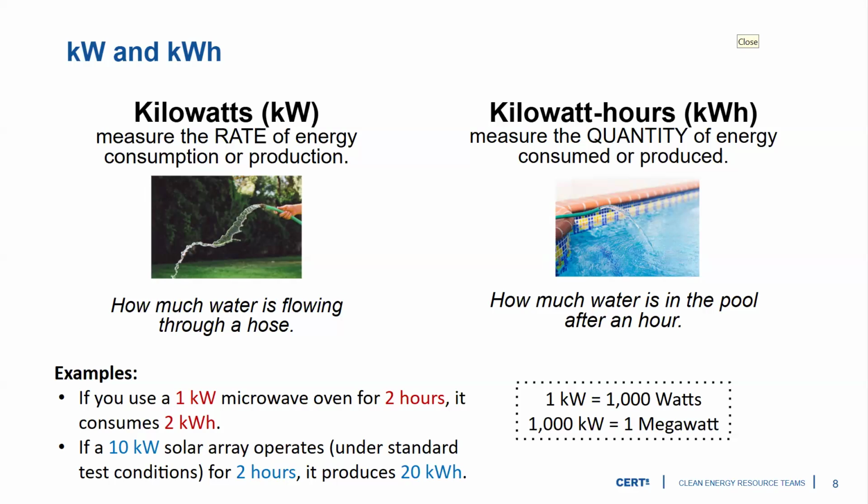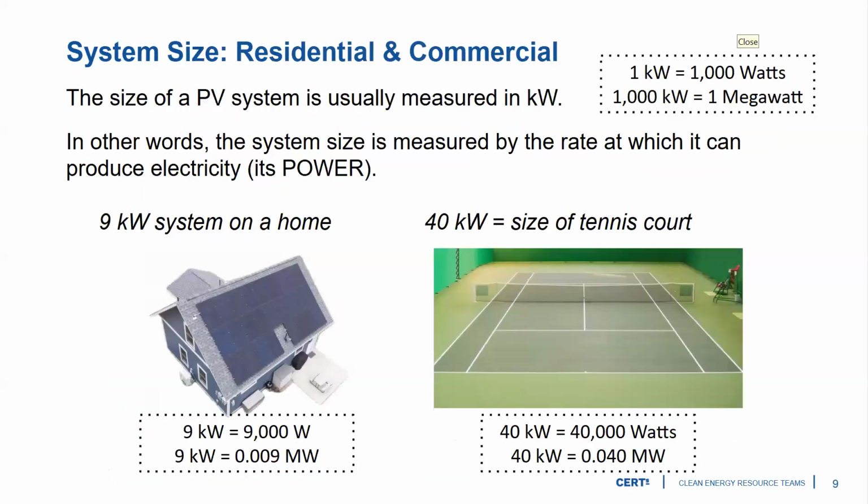Now, think back to 8th grade math, 7th grade math, somewhere in there. Remember that the prefix kilo means 1,000. So 1 kilowatt is equal to 1,000 watts. 1,000 kilowatts is equal to 1 megawatt. That'll be important when we talk about system size. The reason we went into this is that the size of a PV system is usually measured in kilowatts. In other words, the system size is measured by the rate at which it can produce electricity.